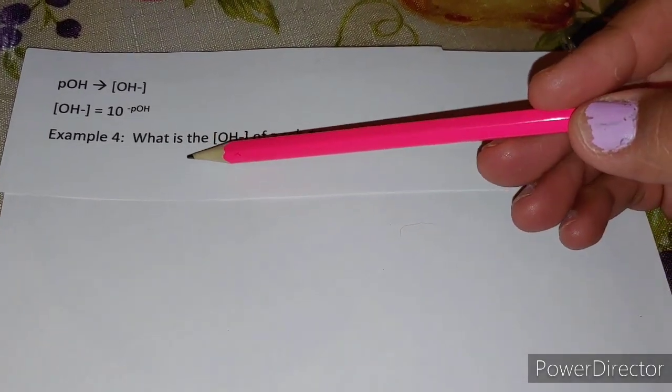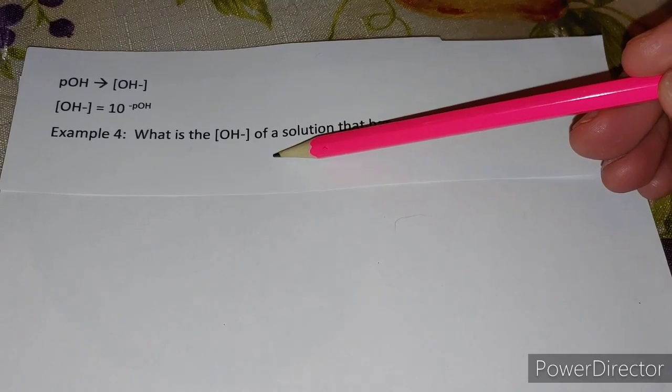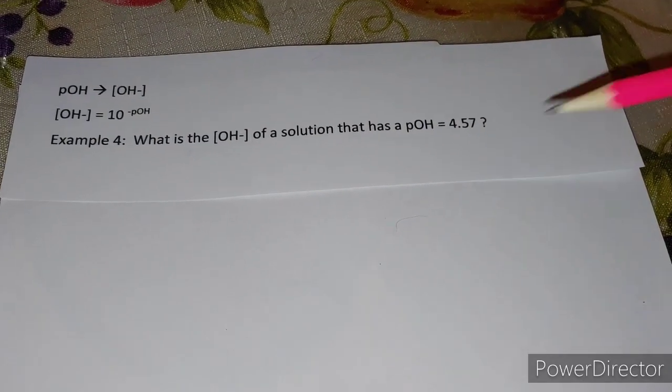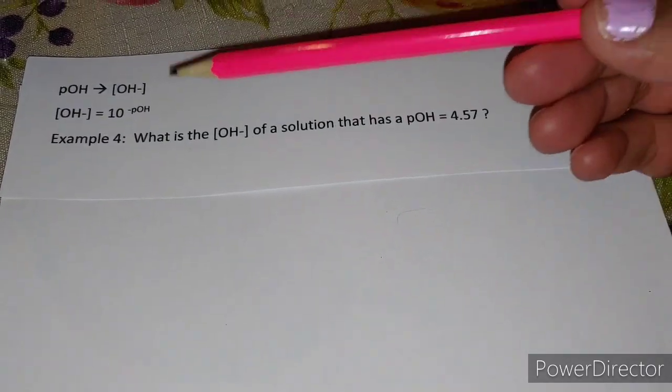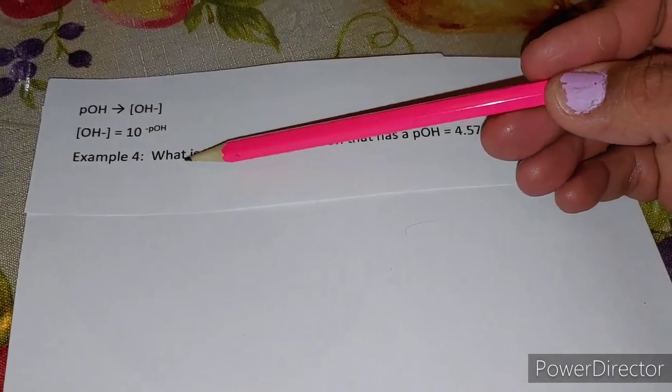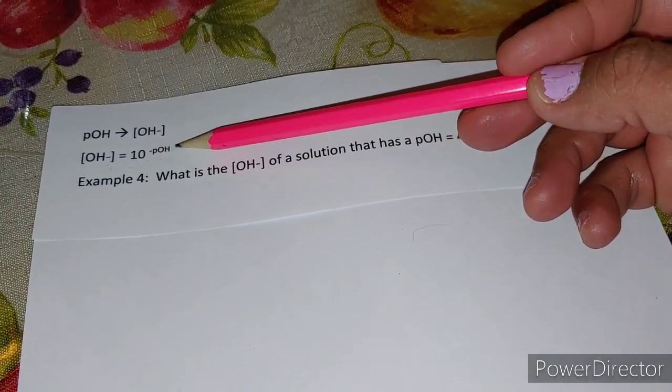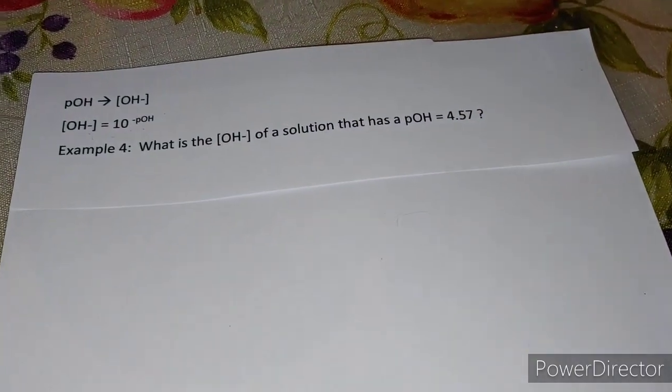All right, so for our next example, example 4, it's asking what is the hydroxide ion concentration of a solution that has a pOH equal to 4.57. So if you recall from example 2, this is going to look a lot like that one. So it's going to be the hydroxide ion concentration is equal to 10 to the negative power of the pOH. Okay, so let's see how that looks.